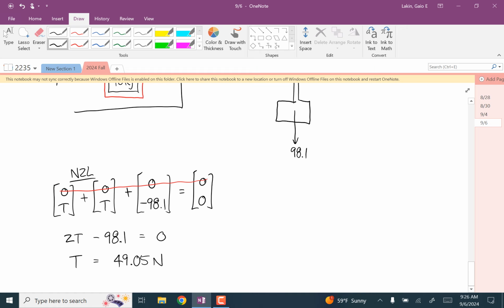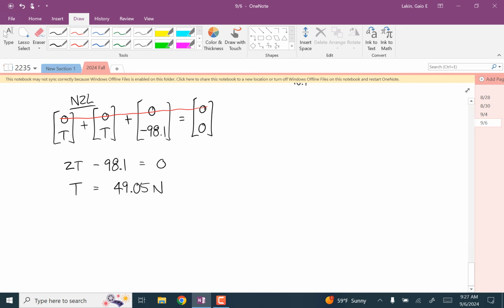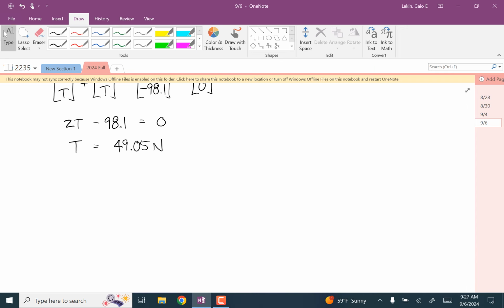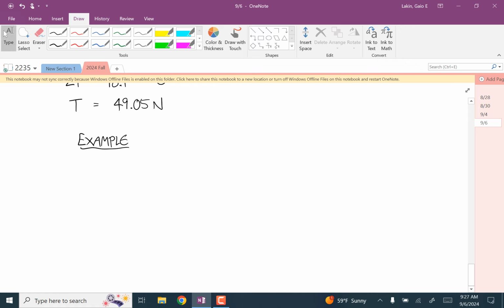Okay, so that's pulley advantage. It's not a property of pulleys themselves. It's a property of a clever configuration of pulleys. Okay, let's do a similar one.